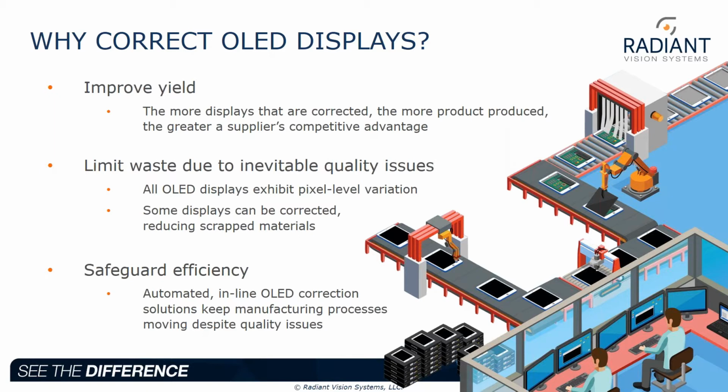All OLED displays exhibit some level of pixel level variation. Some of these displays can be corrected, reducing scrap materials. The final item we want to do is safeguard efficiency. Automated inline OLED correction solutions keep manufacturing processes moving despite inherent quality issues.